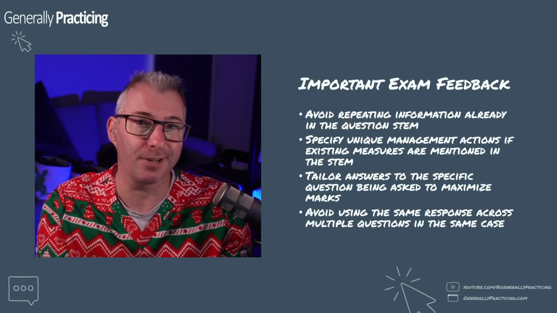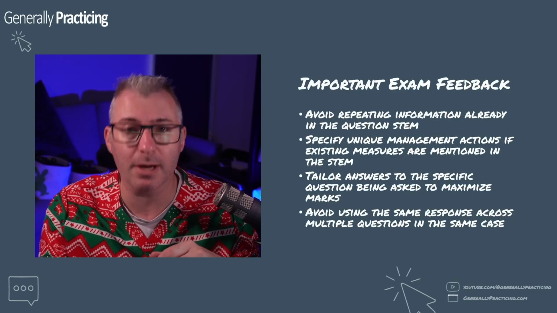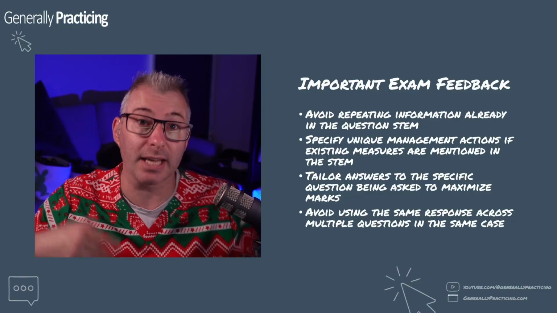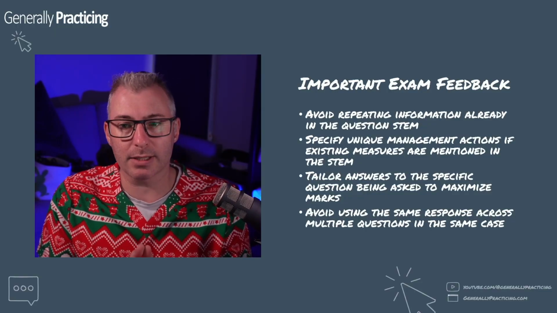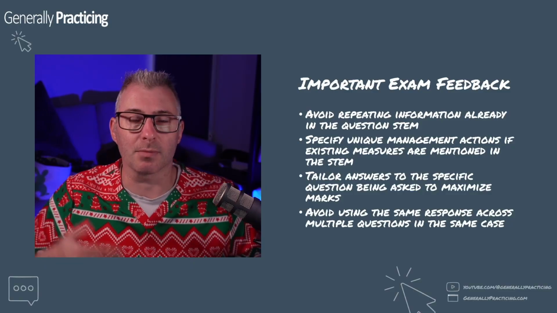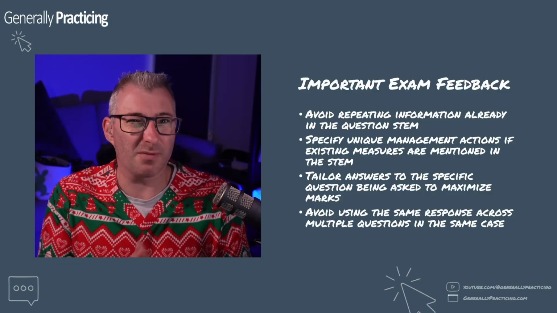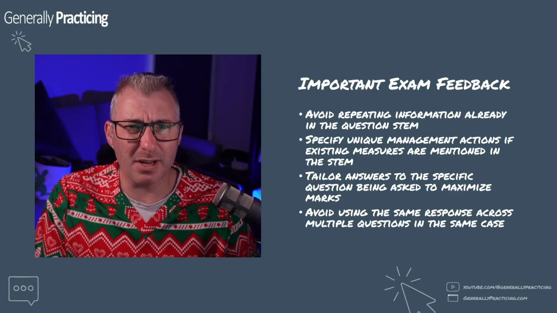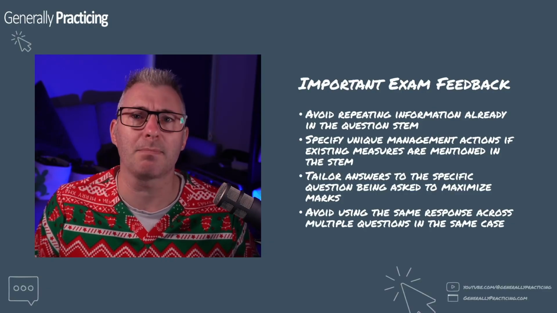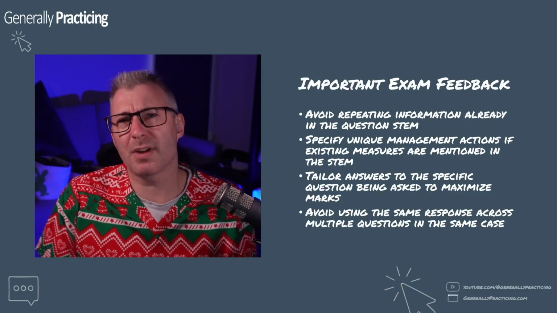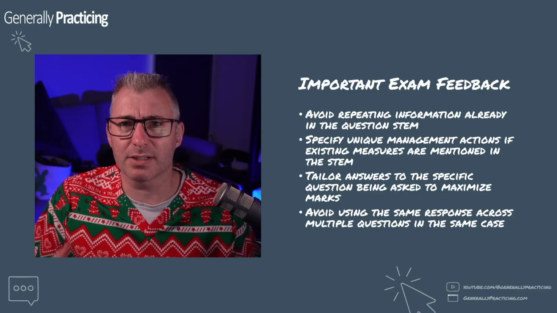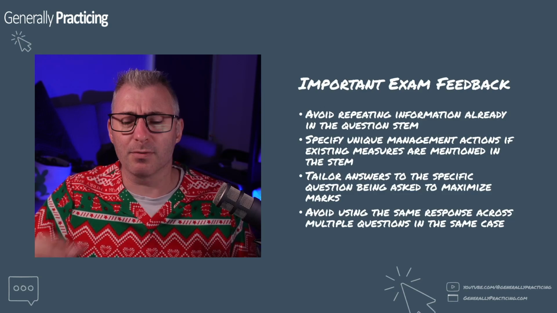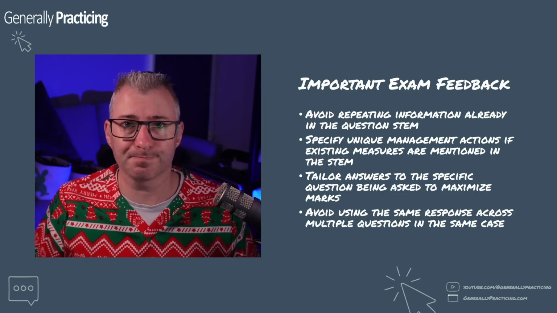If we look at the feedback for the exam from RACGP, there's a couple of topics that they say come up again and again, and they're easy ways to lose marks and easy ways to try and string together some marks if you can. Of course, one of the most important things is try and avoid just repeating information that's already given in the question stem. That's information that's kind of a given, so try not to just feed that back. Try and specify unique management actions if existing measures are already mentioned in the stem. Again, a bit of a duplication there, but it's about avoiding repeating things that are already done.